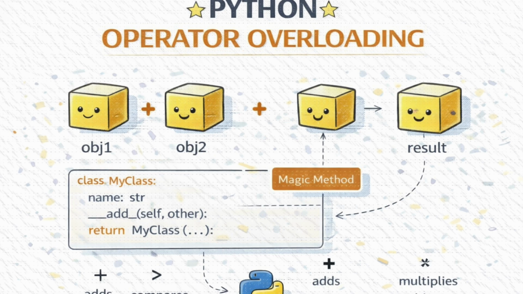functools.total_ordering decorator. Oh, now this is where it gets really interesting. Tell us about that decorator. The total_ordering decorator essentially fills in the blanks for you.